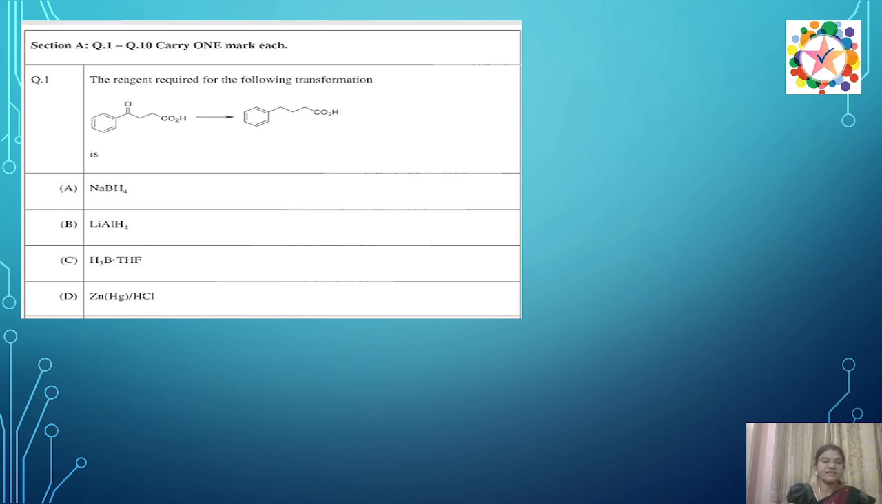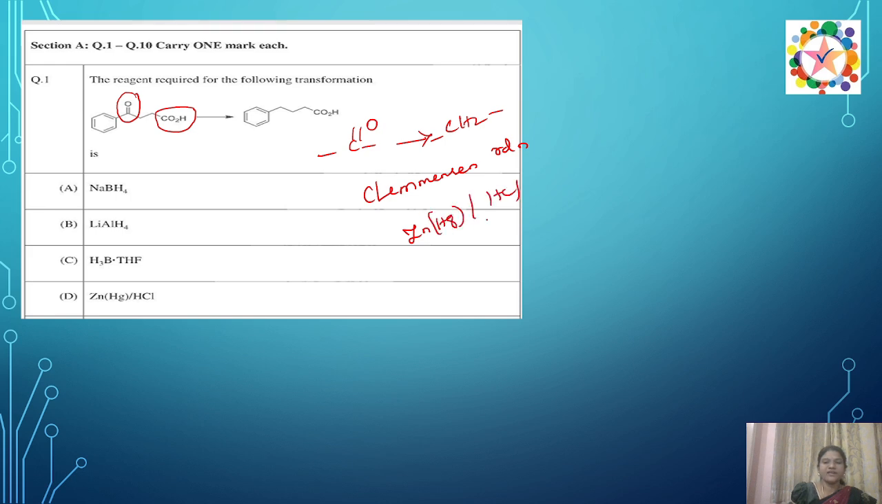First question is the reagent required for the following transformation. What type of transformation is involved in this reaction? The reaction here involves a keto group. Okay, the keto group is reduced, but the carboxylic acid group is not affected. This group is reduced to CH2. This type of transformation, ketone into alkane, is the characteristic of Clemmensen reduction. And the Clemmensen reagent is nothing but zinc amalgam with hydrochloric acid.